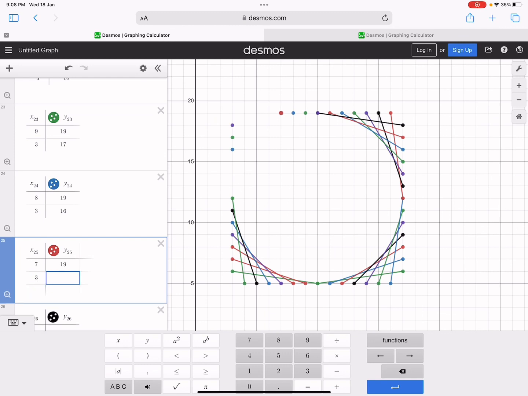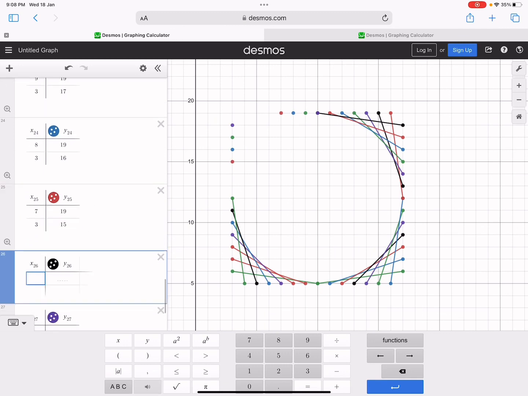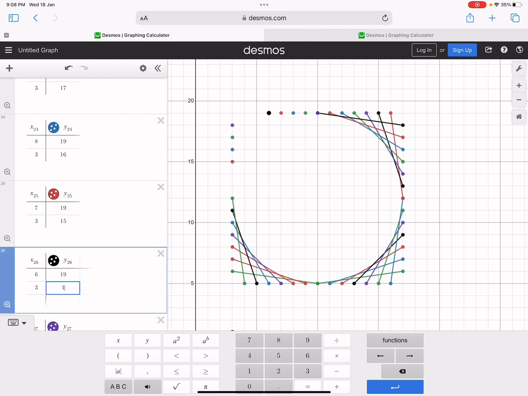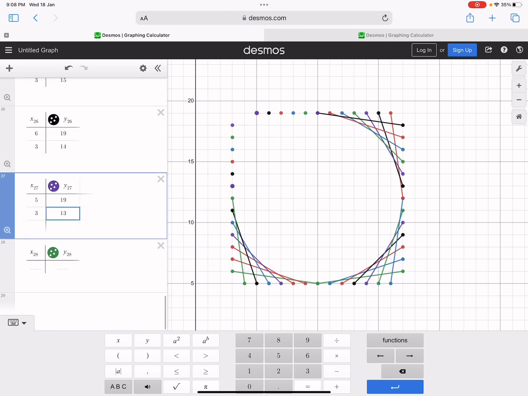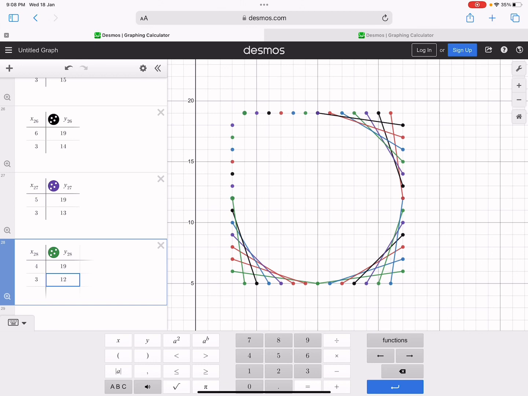3 stays the same, and we once again decrease. 6, 19, 3, and 14. And here 5, 5, 19, 3, and 13. 4, 19, 3, and 12. And we finished the full circle. We just add the line segments.